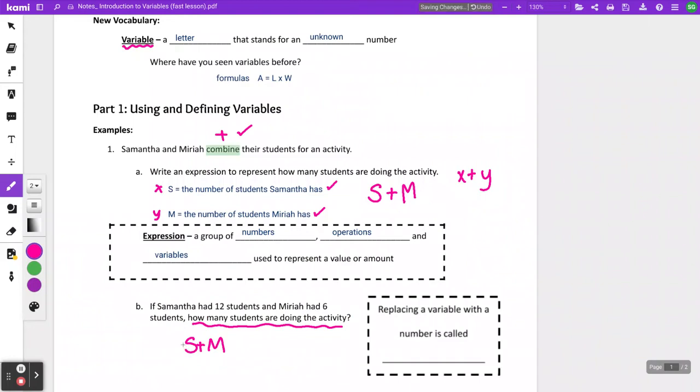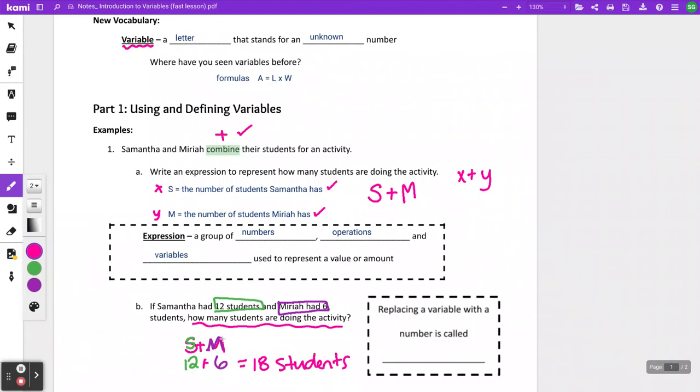To get my answer, I'm just going to take Samantha's students, which we now know there's 12 of them. So I'll put 12 there for Samantha. And I'm taking Mariah's students, which I know right here, Mariah had 6, and I'm putting 6 there for them. And so to find how many total students are doing the activity, I just add 12 plus 6, which I know you know is 18 students.